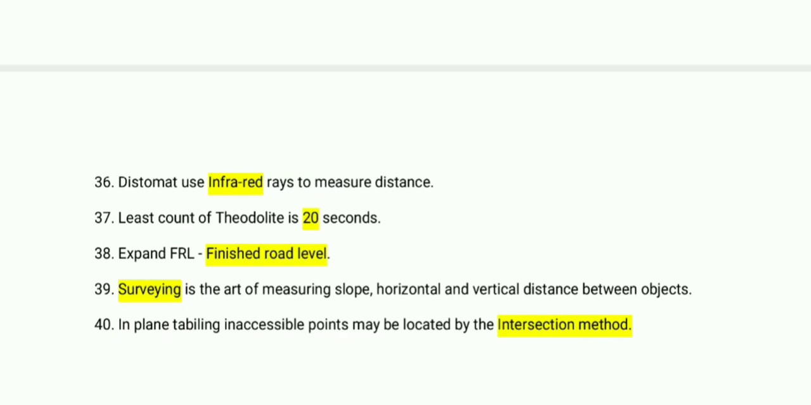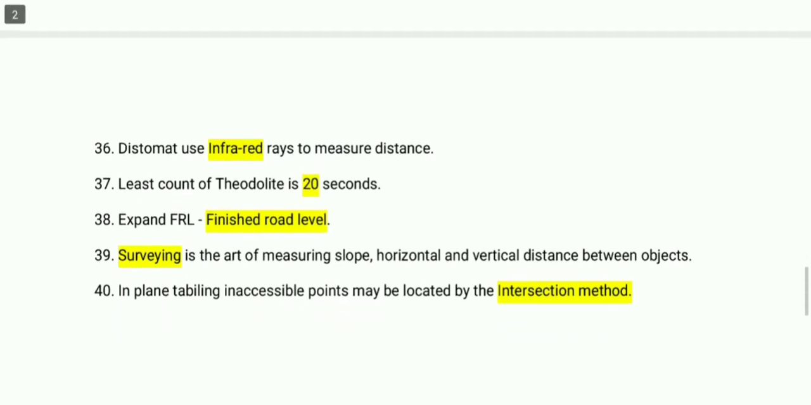Surveying is the art of measuring slope, horizontal and vertical distance between objects. In plane table surveying, inaccessible points may be located by the intersection method.